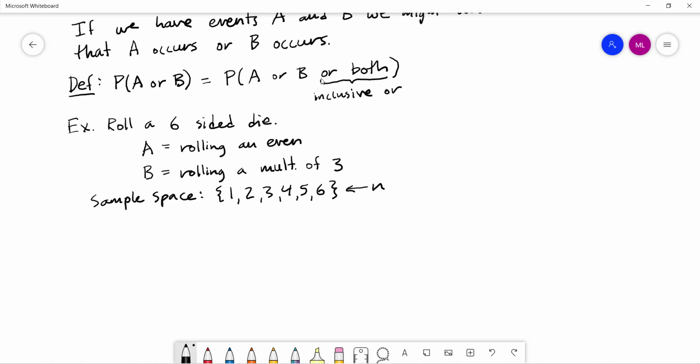So again, the size is 6. We have 6 possible outcomes. How many of those outcomes satisfy each of these events up here? So if we're rolling an even, that's rolling either a 2, a 4, or a 6. And we can see that this has a size of k equals 3. I'm going to call it k with a little subscript of a, to know that this is the size of the event that we're associating with A.